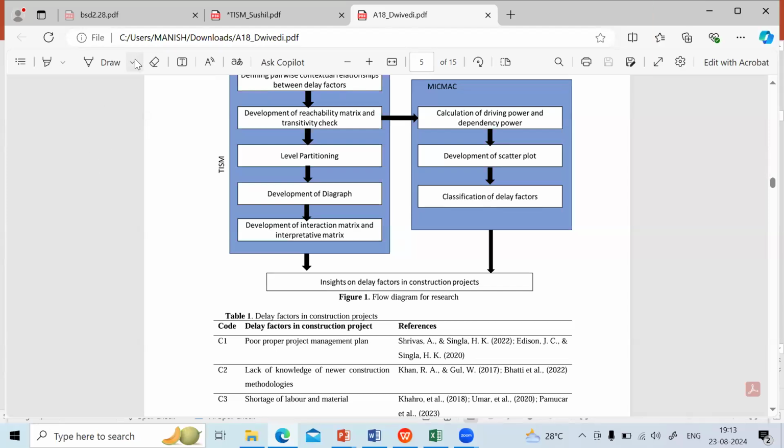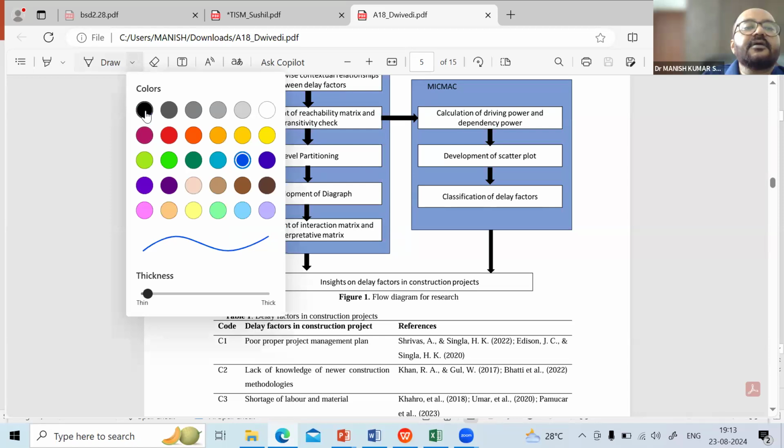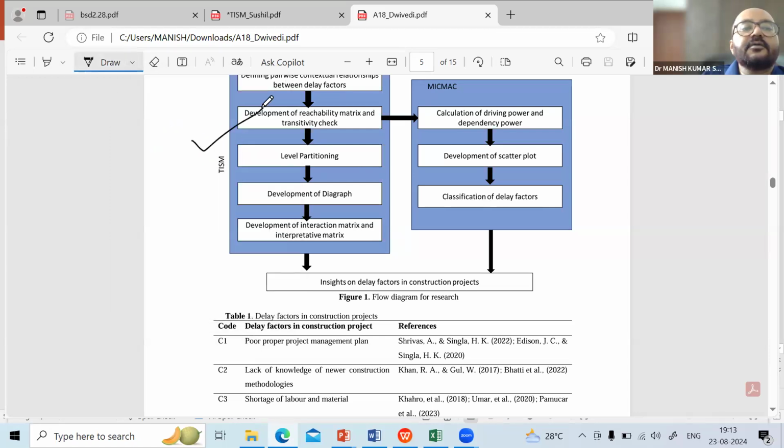Sir, one small clarification I want, sir. Yes. Sir, you told about the elements. Now you told that the expert's opinion is also equally important. Can I take this C1 to C10 from secondary data?